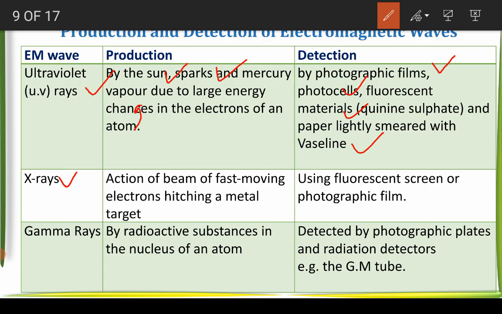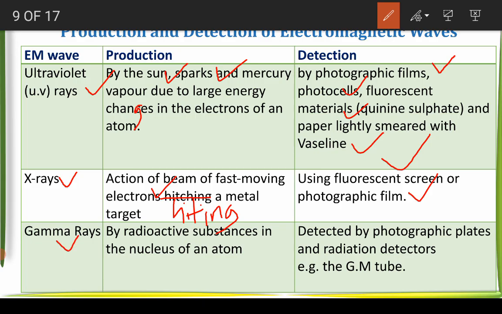X-rays are produced by the action of a beam of fast-moving electrons hitting a metal target. In order to detect them, use a fluorescent screen or photographic film. Please, for each radiation, know how it is produced and how it can be detected.